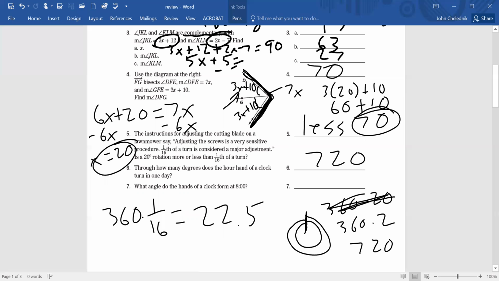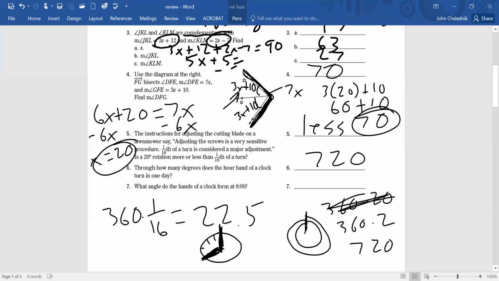Next, it says, what angle do the hands of a clock form at 8? So if you have a clock, noon is up here. 9 is right here, but we're talking about 8. So between those, between the hour hand being at 8 and the minute hand being at the 12, that's the angle they're asking about.